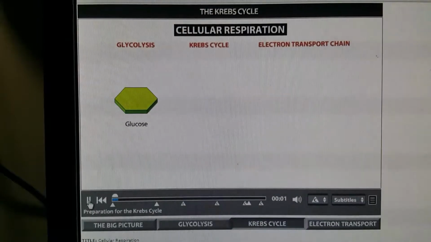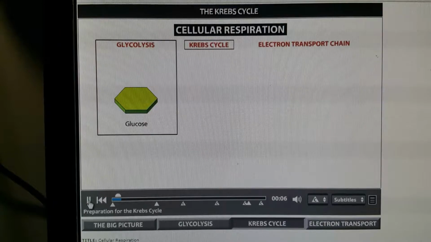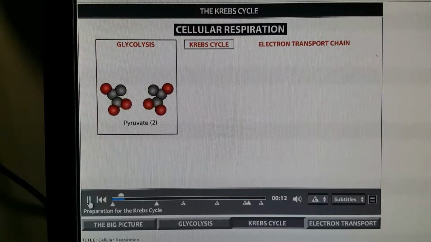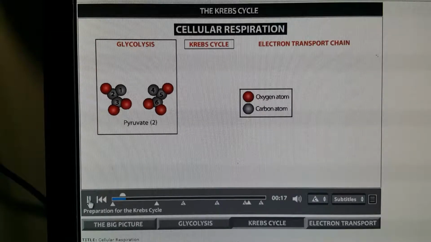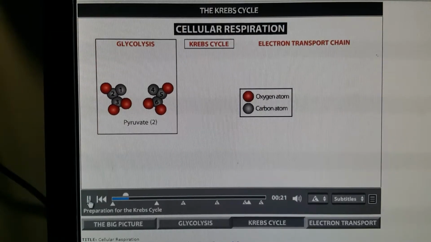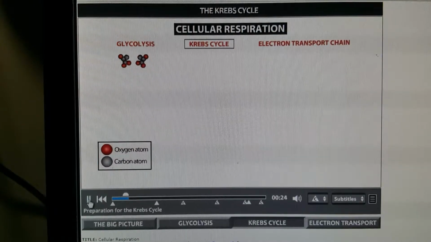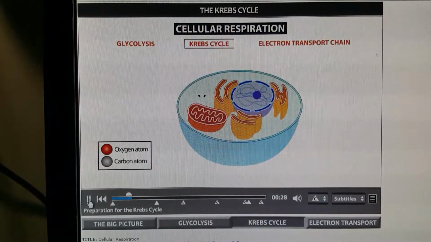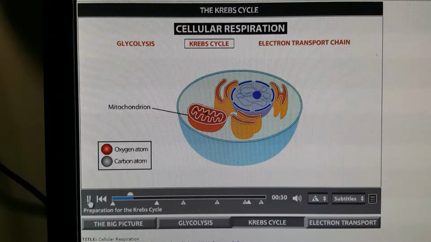The second step in cellular respiration, called the Krebs cycle, picks up where glycolysis left off. Recall that in glycolysis, glucose is essentially split into two molecules of pyruvate. Note that these two pyruvate molecules retain the original 6 carbon atoms from glucose, as well as most of glucose's energy. Before the Krebs cycle can begin, the pyruvate molecules must be transported from the cytoplasm, where glycolysis occurs, into mitochondria, where the Krebs cycle takes place.